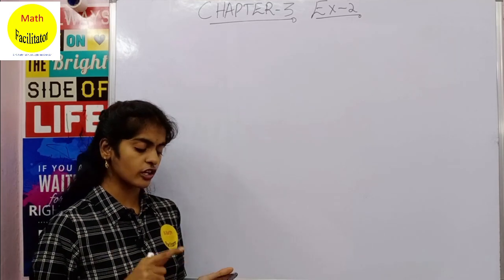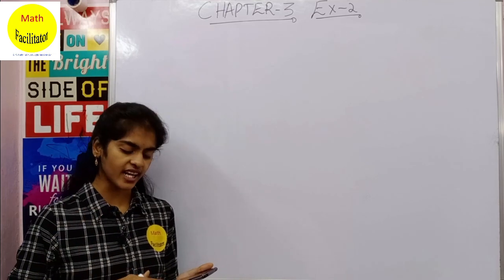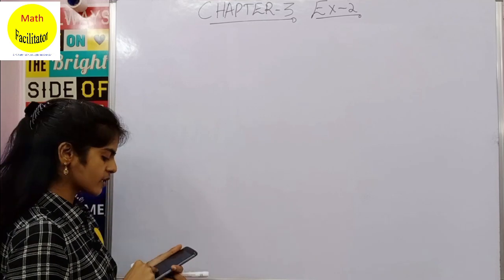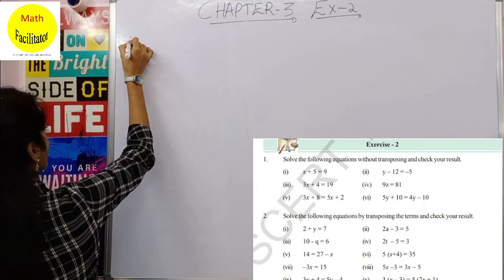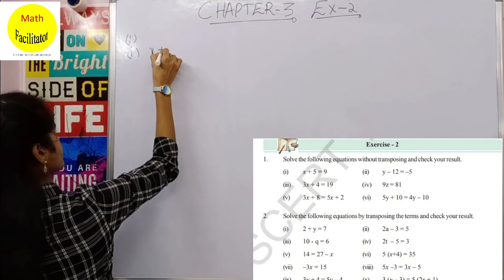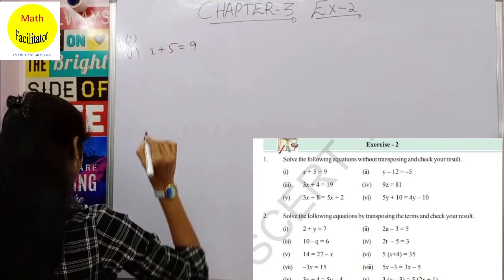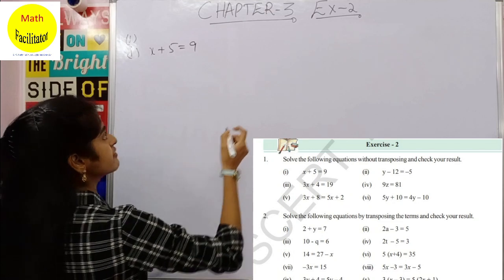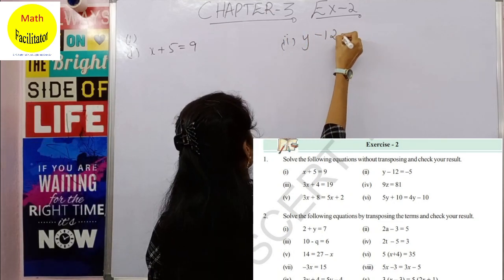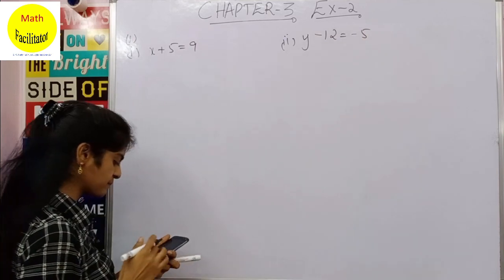So you are going to solve the equations without transposing, and you will also check your result. The first question, first bit, is x plus 5 equal to 9. And then you have y minus 12 equal to minus 5.